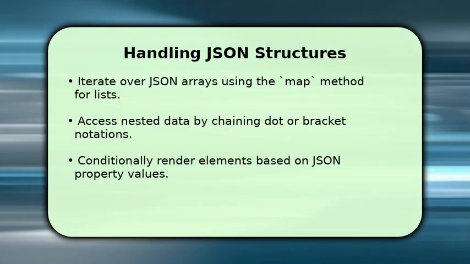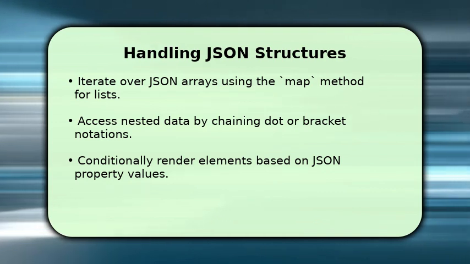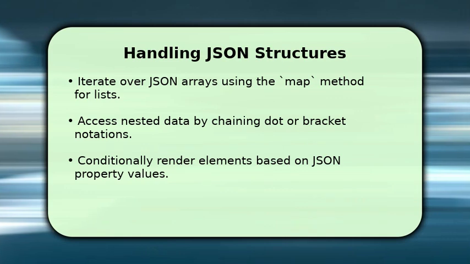When working with more complex JSON, you'll often encounter arrays of objects. The map method is perfect for iterating over these arrays to render lists of items, like a list of products or users. For nested data, simply chain your dot or bracket notations, for example data.user.address.city. You can also use conditional rendering to display different content based on specific JSON property values, adding flexibility to your application's display.